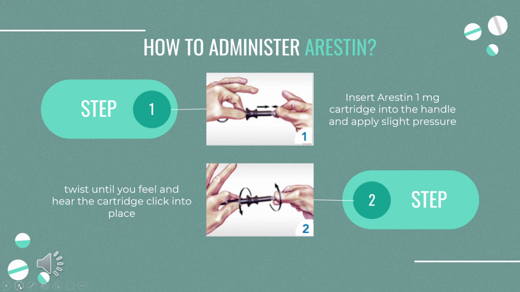How to administer Arestin: 6 simple steps. The first 2 steps are to make the cartridge ready. Step 1, insert the Arestin 1 milligram cartridge into the handle and apply slight pressure. Step 2, twist until you feel and hear the cartridge click into place. Now the cartridge is ready to use.